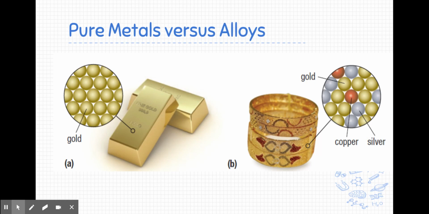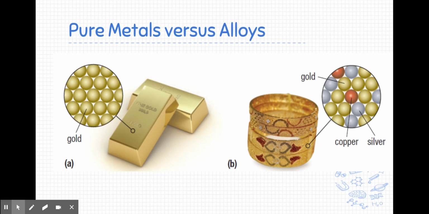One final example of a type of solution which we're not going to be studying, but is a very common type of solution that we encounter every day, is alloys. Alloys are metal-metal solutions. A pure metal consists of one type of atom, where an alloy consists of one metal, which is the medium. In the example here, it looks like that would be gold. And then we have one or more other types of metals which are dispersed throughout.